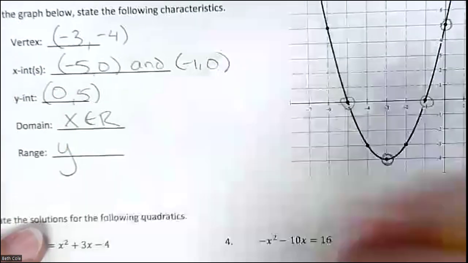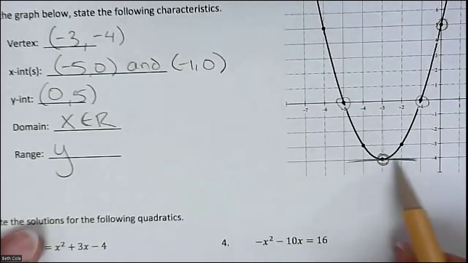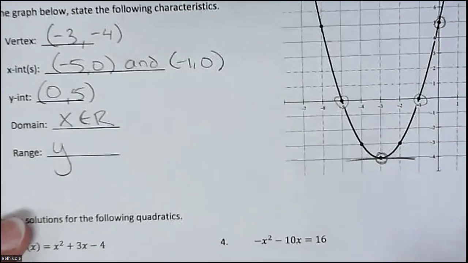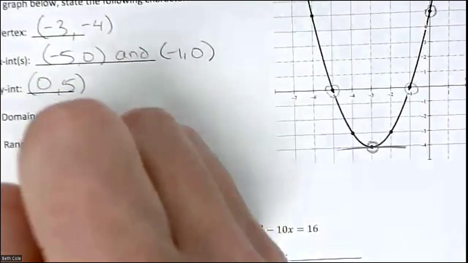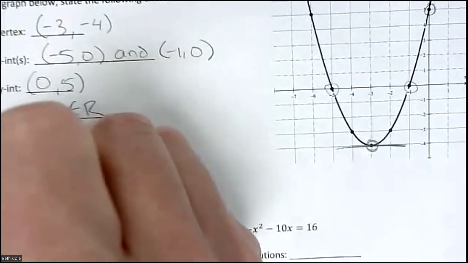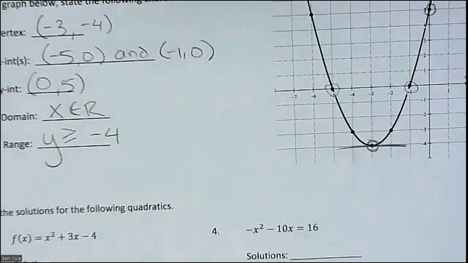The range though, where is your cutoff number? -4. Do you want everything above -4 or below -4? Above. So it would say what? -4. Perfect. You guys got that.